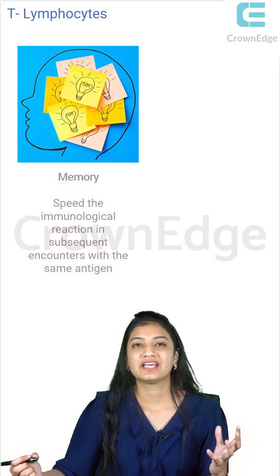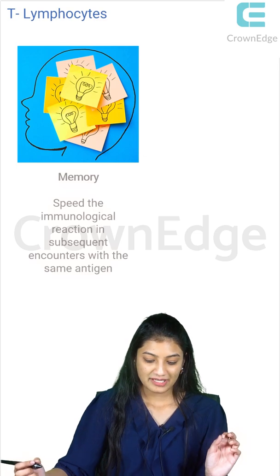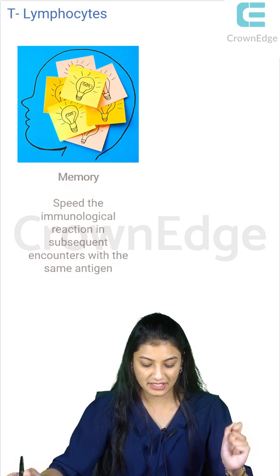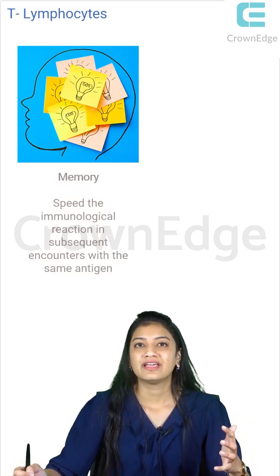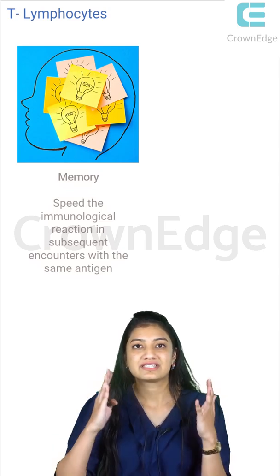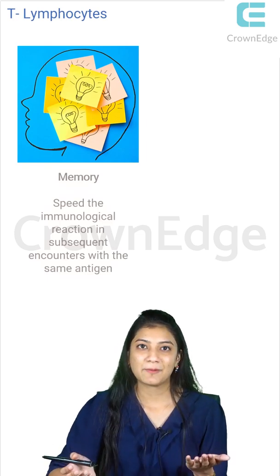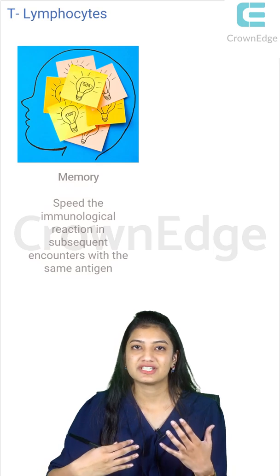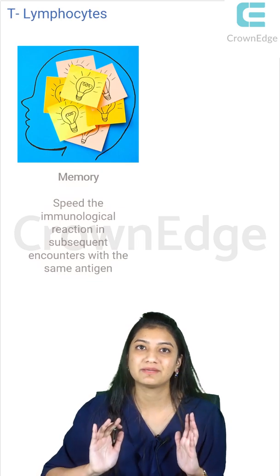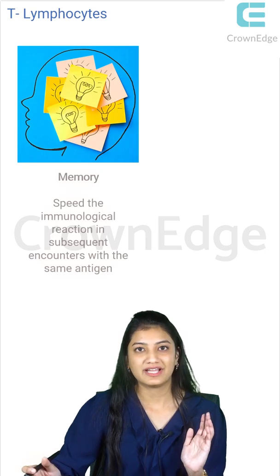We'll talk about the four cells in T lymphocytes. First is the memory T cells. Memory T cells speed up the immunological reaction on subsequent encounter with the same antigen. It is like when you go to a particular location and meet somebody, it sticks in your memory, and the next time you meet the person, you know exactly who that person is. The same thing works in the body. An antigen has infected your body, and these cells help to identify it and keep it in memory. So subsequently, when the same antigen enters your body, they are immediately able to identify it.